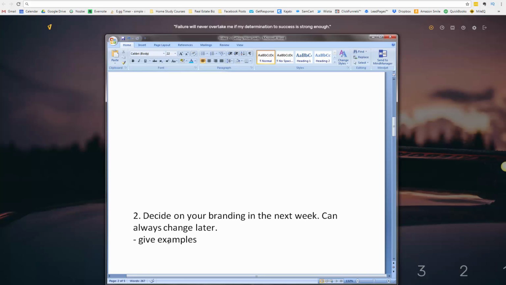Decide on your branding in the next week. You can always change this later. So Stephen, what do you mean by this? Decide on branding. So what you want to do is you want to think with the end goal in mind, right? And the end goal, we said, a big thing in marketing is having people raise their hand and either call you or email you saying, hey, make an offer on my house. I want to get rid of this house.